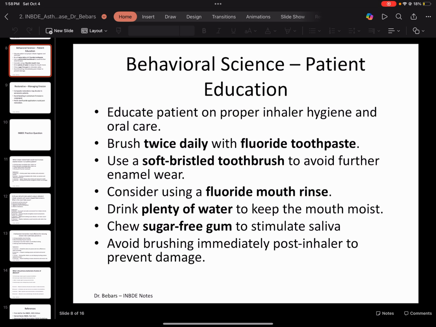For our patient education, we will focus on two main things. For oral hygiene, we will ask the patient to brush twice with fluoride toothpaste, soft bristled toothbrush, and using fluoride mouth rinse. Regarding the medication for asthma, we will ask the patient to drink plenty of water to avoid dry mouth, using also sugar-free gum to stimulate saliva, and avoid brushing immediately after inhaler to prevent more teeth damage.